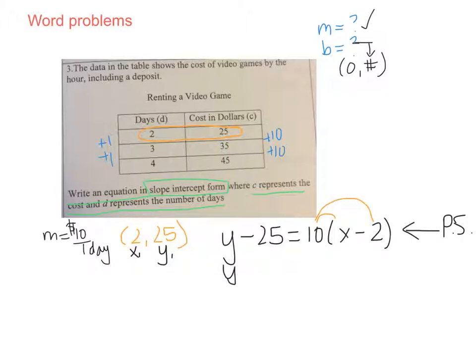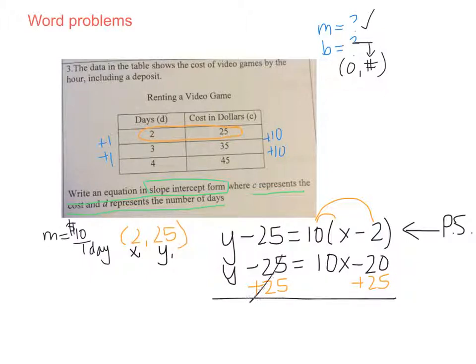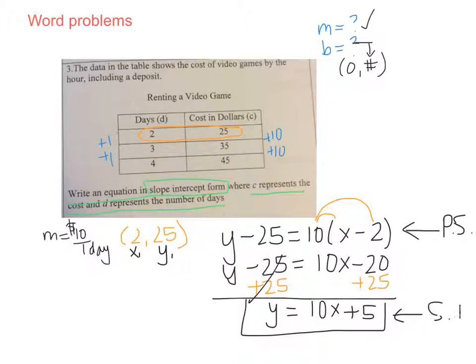I would get y minus 25 equals 10x minus 20. This is almost slope-intercept. I'm going to add 25 to both sides, and I get y equals 10x plus 5. So the equation for this line in slope-intercept form is y equals 10x plus 5.